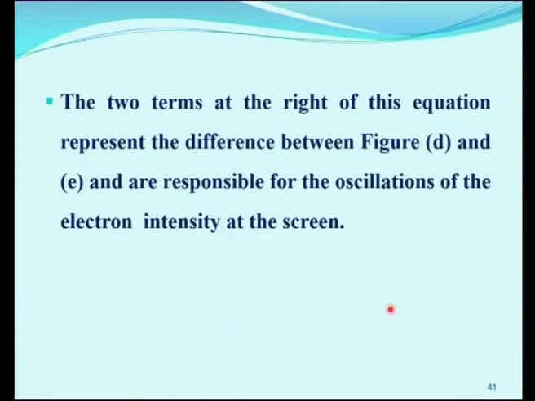The two terms at the right of this equation represent the difference between figure D and E and are responsible for the oscillations of the electron intensity at the screen. Next we will see eigenvalues and eigenfunctions. So, in the previous session we have derived eigenvalues and eigenfunctions corresponding to the time independent Schrodinger wave equations for stationary state problems. Now, we will see eigenvalues and eigenfunctions.